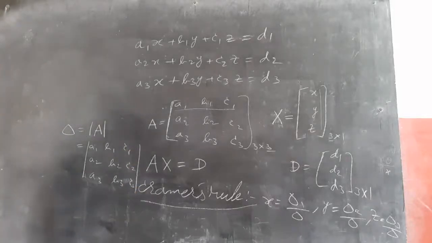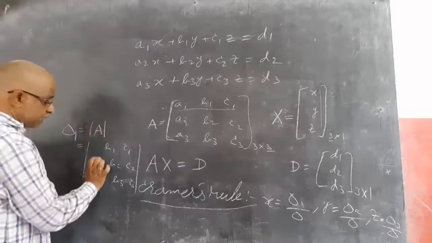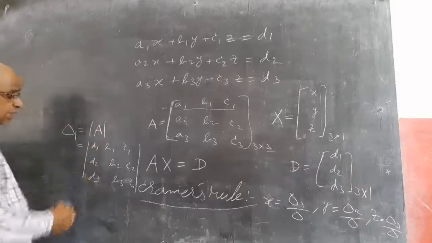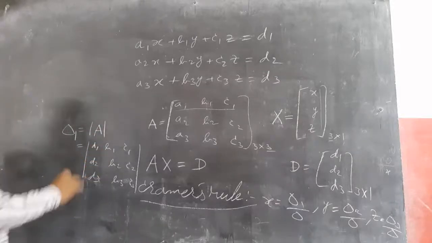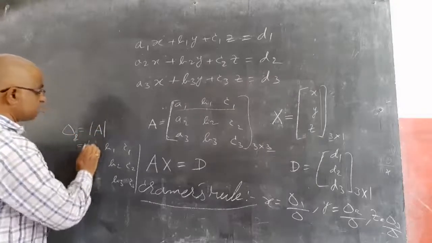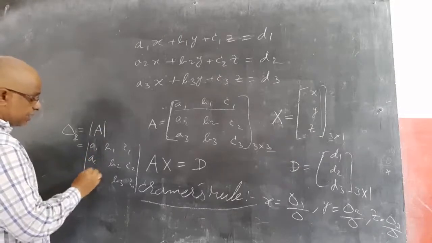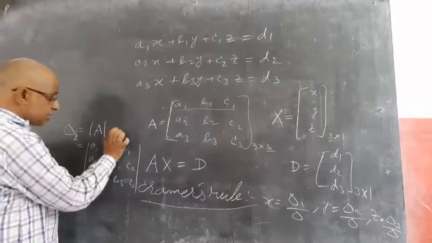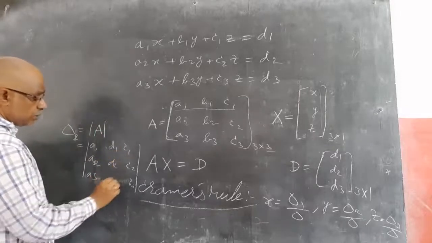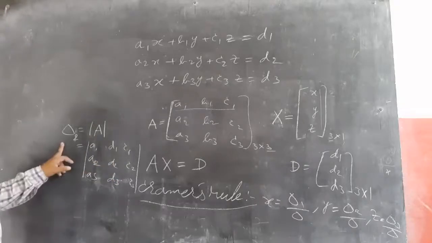Now what is delta 1? Delta 1 is replacing first column elements with the constants, that is D1, D2, D3 gives me delta 1. Like that, delta 2 is replacing second column elements with constants. First column as it is, A1, A2, A3, but replacing second column elements with constants D1, D2, D3. Replacing second column with the constants gives me delta 2.